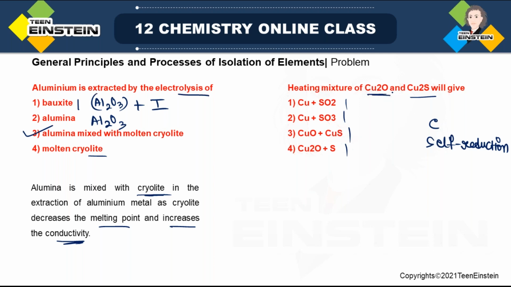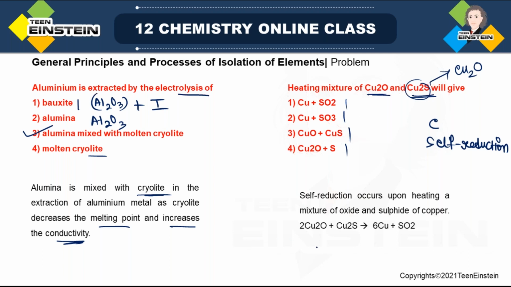So here what we do, Cu2S is converted to Cu2O first, but not all the sulfide is converted. Some of the Cu2S is first converted to Cu2O. So now in the medium you have both Cu2O and Cu2S. When these two react with each other, there is formation of Cu, that is metallic copper, and also formation of sulfur dioxide.